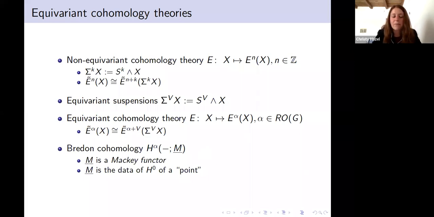I'm not going to give you the big definition of this, but the idea here is that this is really the data of H^0 of a point. Just when we work equivariantly, we have different types of points coming from our different types of discrete G-sets. And this M underline is the data of H^0 of all of these different types of points and also the data of how they interact.